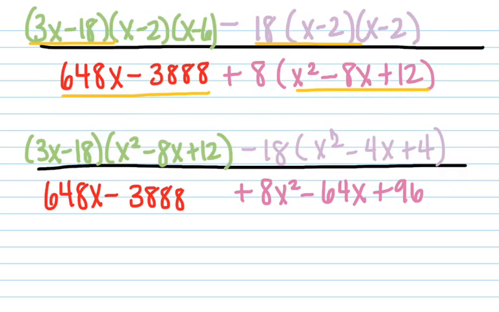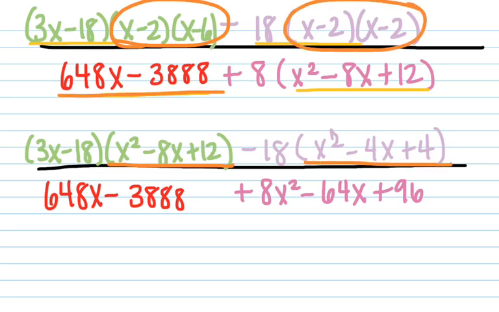Alright, so in this one I multiplied these two together to get this. In this one I multiplied these two together to get this. In this one I did absolutely nothing because there was nothing to do. And in this one I multiplied these two together to get this. Now I've got just a couple more steps of simplifying to do.